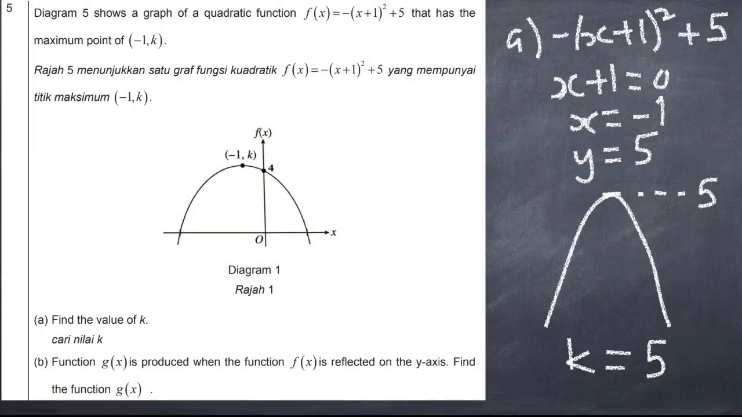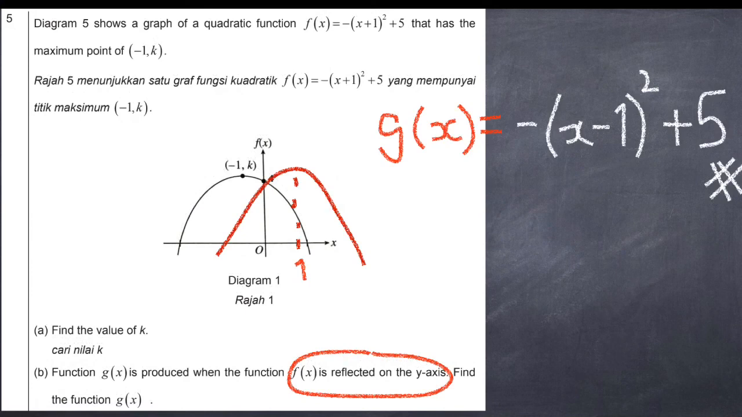Alright, question number 5. We have f(x) equals to negative (x plus 1) squared plus 5. If you want to find the coordinates of the maximum point, you take the term inside the bracket, which is x plus 1, and equate it with 0. You bring it over, so you have x equals to negative 1. The plus 5 at the end there is the y coordinate of your maximum point. By referring to your graph, it's simply that k is equal to 5. It's similar to the y value, so k will be equal to 5.